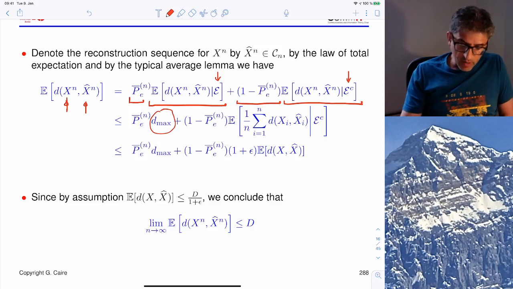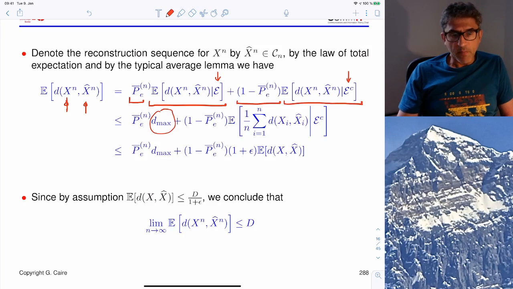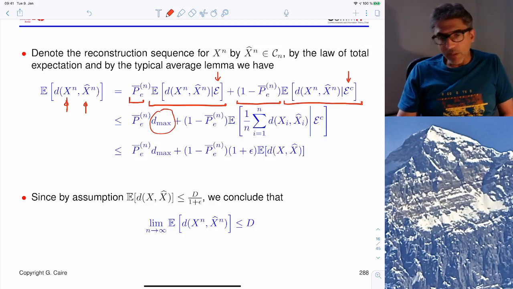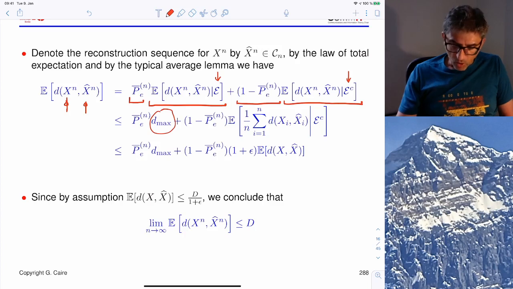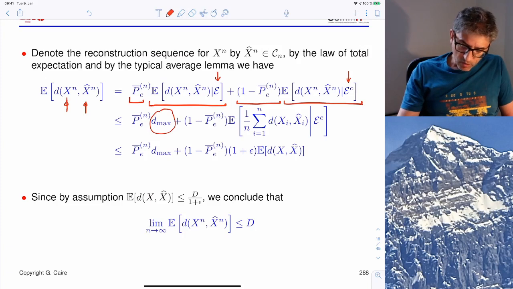So the proof is particularly simple when the distortion function is bounded. When it's not bounded, we have to work a little bit more. But when the distortion function is sufficiently well behaved, the proof still goes through with a little bit more care. So we consider this case with this upper bounded distortion.